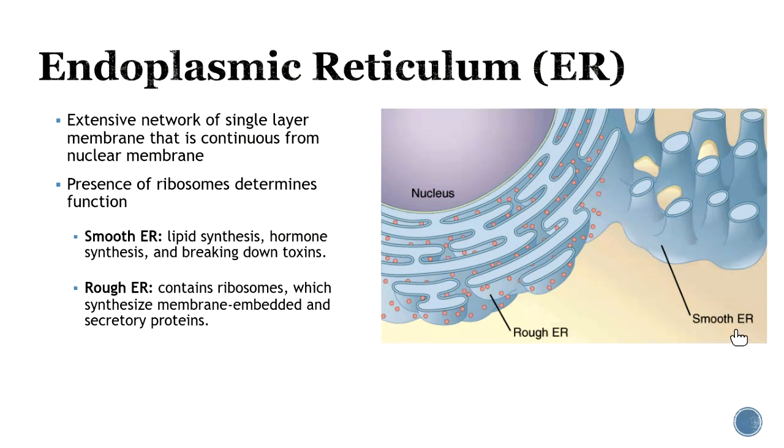Now, the presence of the ribosomes helps determine what the function is going to be. So the smooth ER, so no ribosomes, it's going to be important for making your fats, your lipids, also for making your hormones, and also breaking down some of your toxins. The rough ER is going to have ribosomes, and it's going to be important for making membrane-embedded and secretory proteins. So mostly protein work right here, fat work right here.